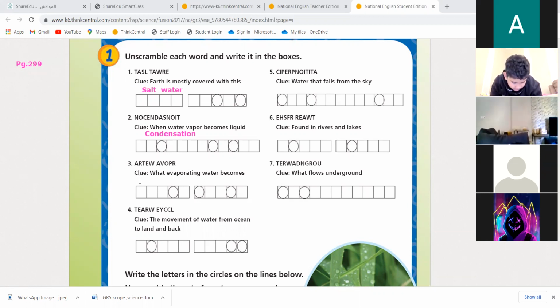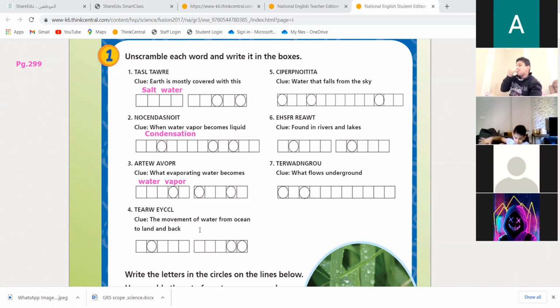Umar, do number four, ya Umar. Thank you. Yes, it is water vapor. When you evaporate water, definitely it becomes water vapor. It is a gas, but we call it water vapor. Very good. Umar, please, I need you to answer. Number four, try to unscramble the word.